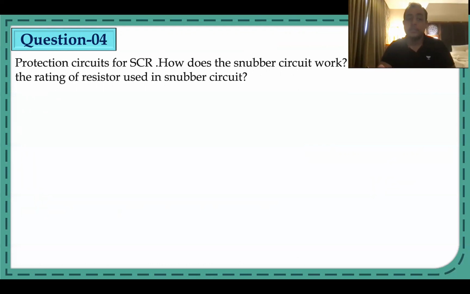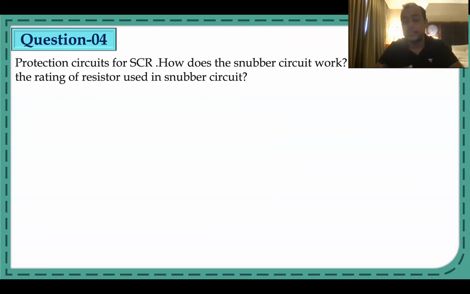Protection circuits for SCR. So there, beta, you can structure your answer very well. First, you can talk about overcurrent protection by means of a fuse and a crowbar thyristor. Overvoltage protection by means of varistor. dV by dt protection by means of a snubber circuit. di by dt protection by either changing the construction of the device or using a series inductor. Gate protection by using a filter, a series resistor, and the last one, thermal protection by means of a heat sink. So in brief, you can tell about all these protection schemes, like name the protection scheme and tell one or two lines about it.